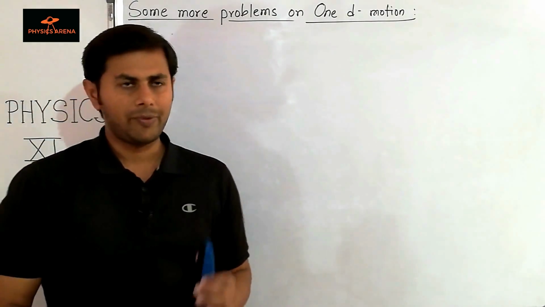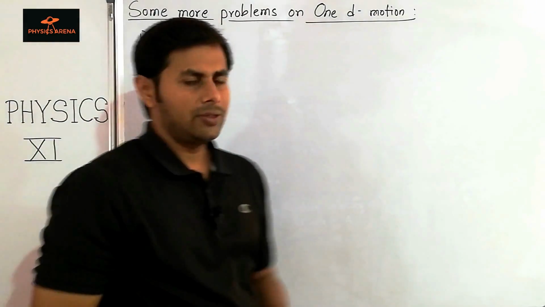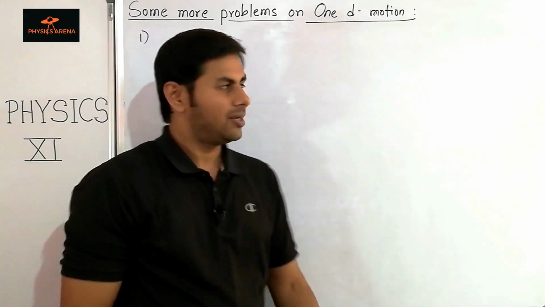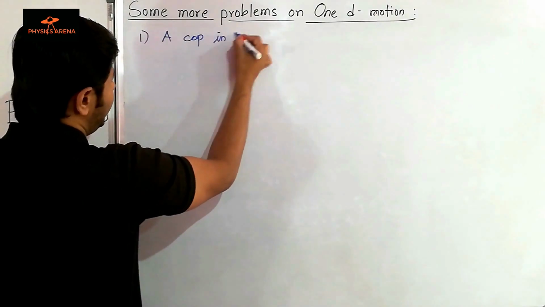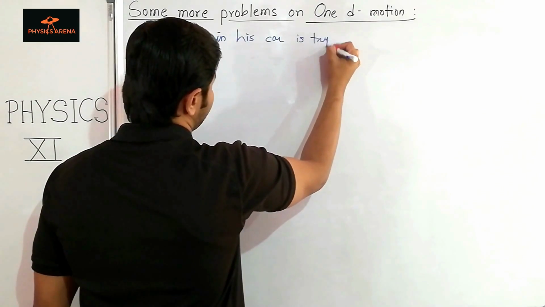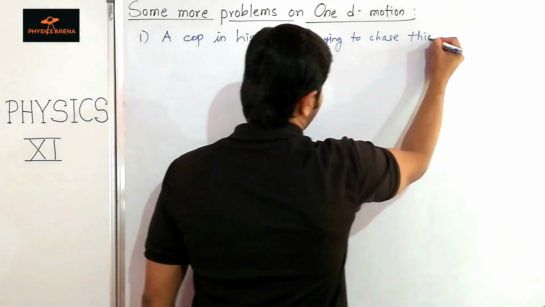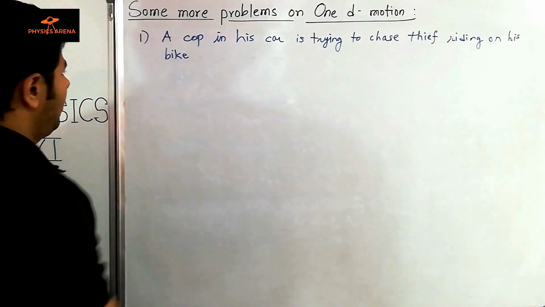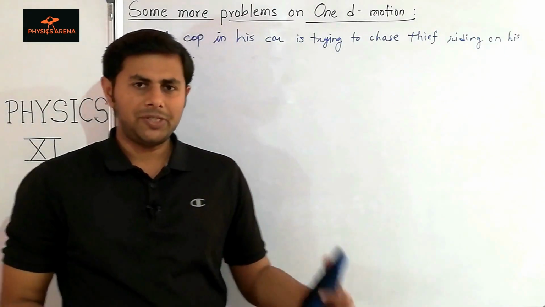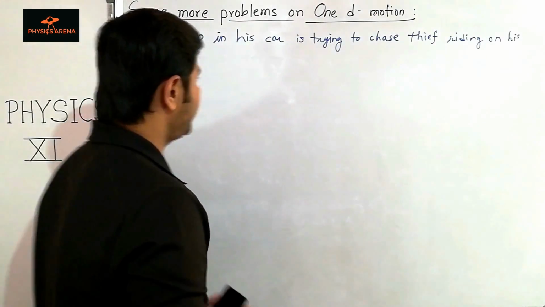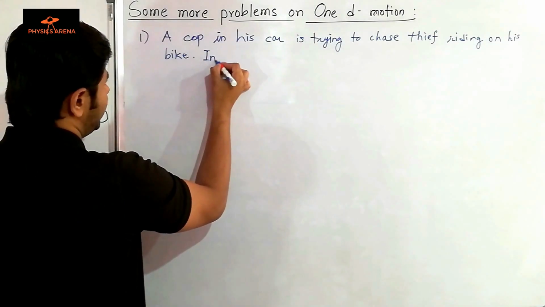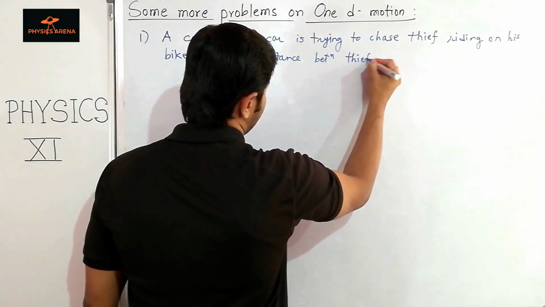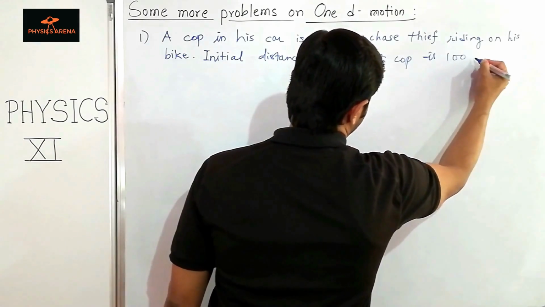Okay, so let's see problem number 1. Suppose there is a thief and a cop. So cop is trying to chase thief who is riding on his bike. So a cop in his car is trying to chase thief riding on his bike, and let's say there is some initial distance between cop and thief, and suppose it is 100 meters. Initial distance between the thief and cop is 100 meters.